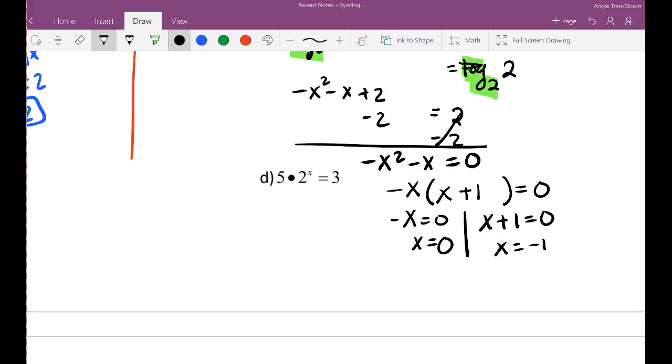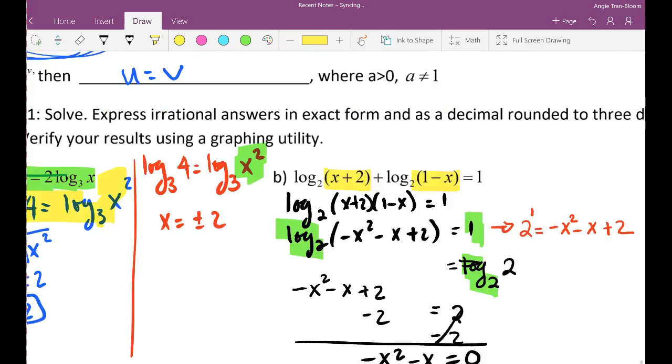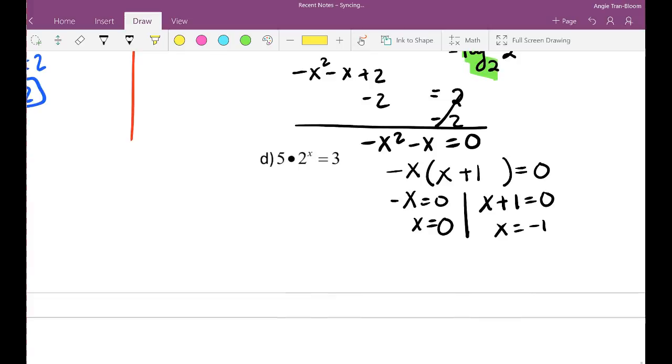Should we check them? Okay, let's check 0 first. Let's plug 0 in. When x is 0, is this first log positive or negative? How about the second log? Positive. So can I keep them? Perfect. How about when x is the other one, negative 1? When x is negative 1, first log, positive or negative? Second log. So can I box them both? Beautiful. So always just quickly check them.